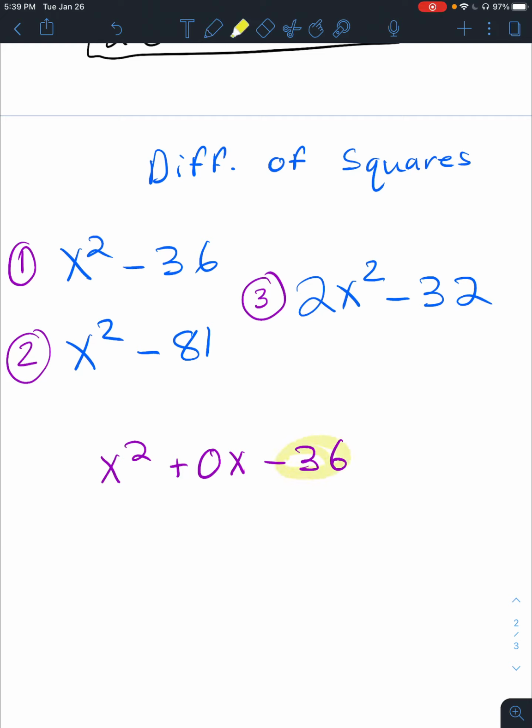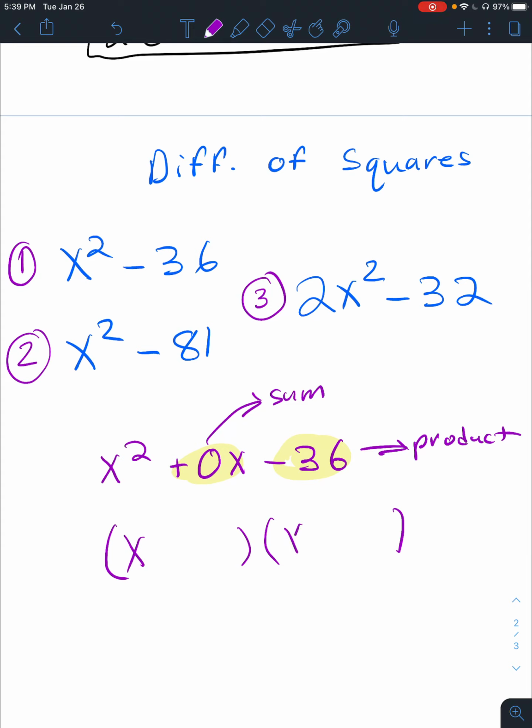You want to think of two numbers that multiply to negative 36, because this is the product, and add to 0, which is the sum. Y'all know that in order for the sum to be 0, you have to have the same number. Like it can't be two different numbers.